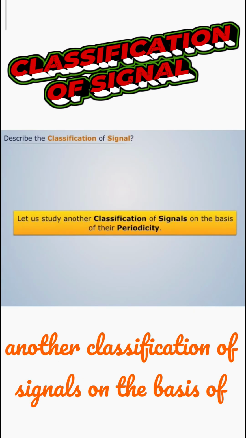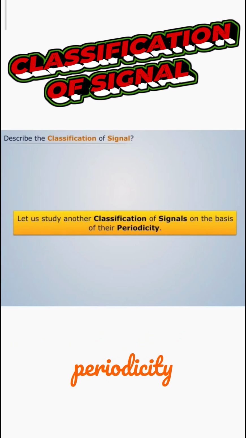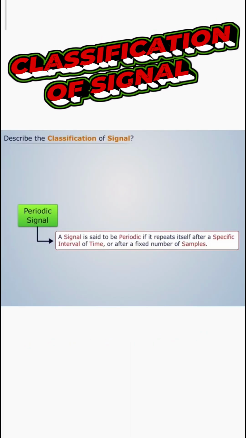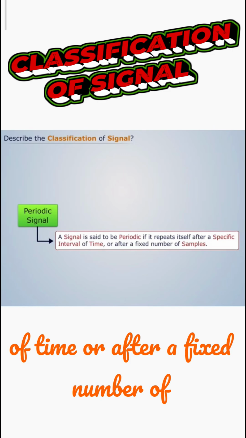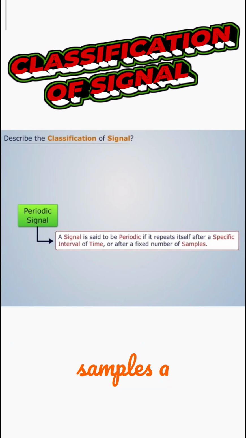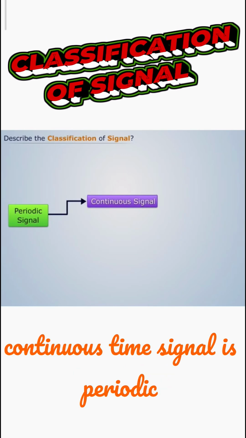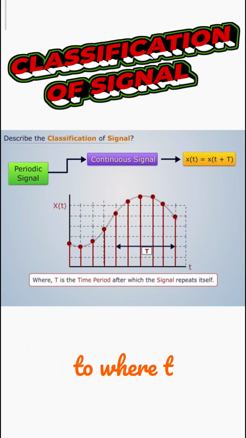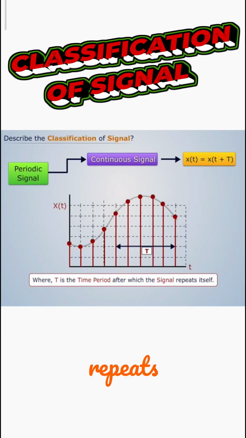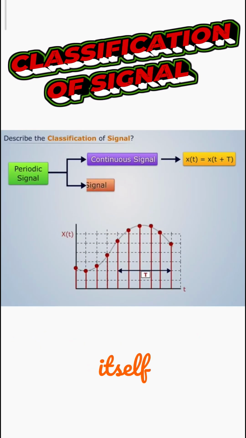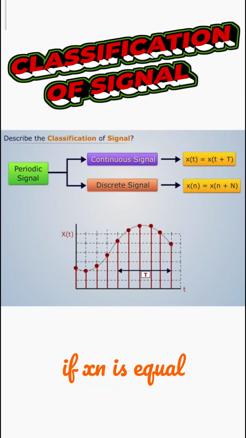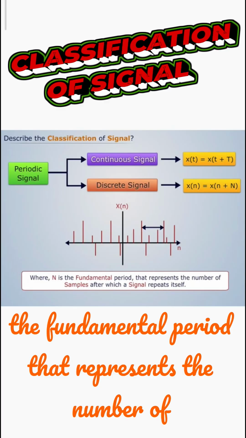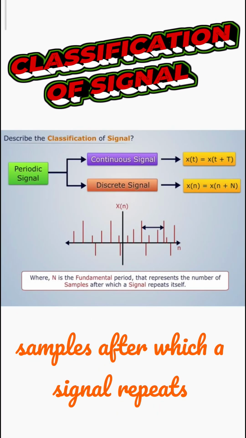Now let's study another classification of signals on the basis of their periodicity. A signal is said to be periodic if it repeats itself after a specific interval of time, or after a fixed number of samples. A continuous time signal is periodic if x(t) is equal to x(t+T), where T is the time period after which the signal repeats itself. A discrete time signal is periodic if x(n) is equal to x(n+N), where N is the fundamental period that represents the number of samples after which a signal repeats itself.